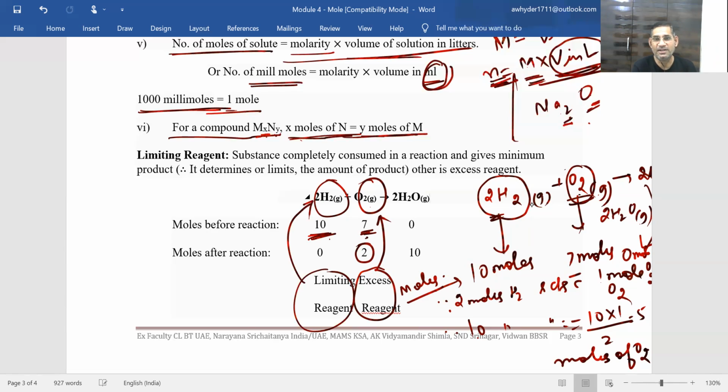In this reaction, this H2 will be used completely, but this O2 won't be used completely. Some leftover amount of moles of oxygen will be there, but there will not be any leftover moles of hydrogen in this equation. Are you getting my point? That's very important.